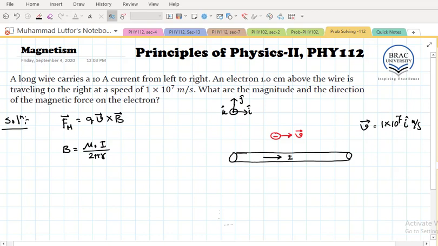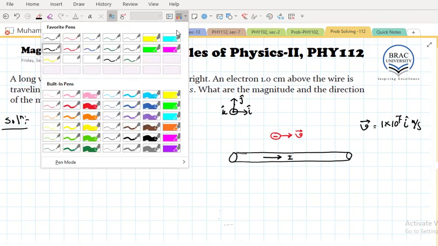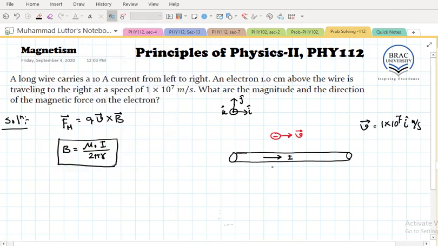v cross B. To find the direction of this magnetic field for a long straight wire, I'm going to use the grip rule. What is that grip rule? I will place my thumb towards the direction of the current, and I will rotate the rest of my fingers around that wire. If I do that, then the direction of the rest of the fingers will give me the direction of the magnetic field at different points.